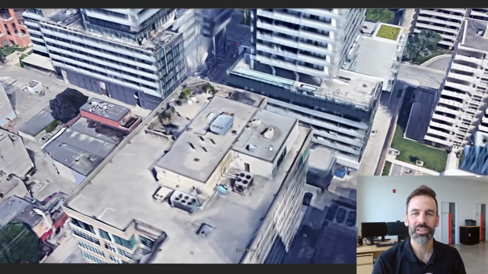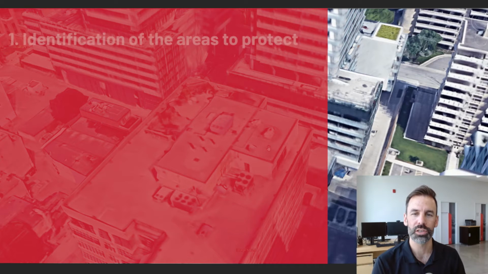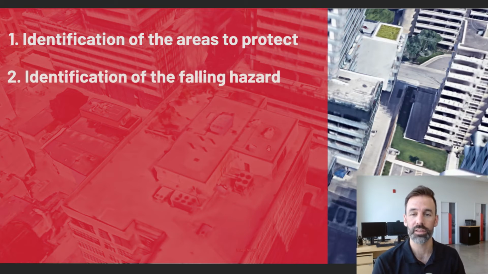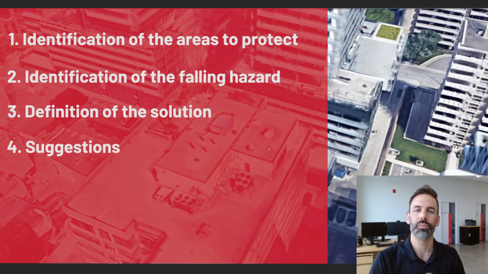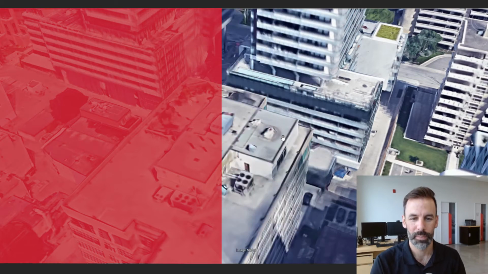Okay, so here's the situation we're going to look at today. As always, we're going to do this in 4 steps. Step number 1, we're going to identify the areas to protect. Step number 2, we're going to identify the falling hazard. Step number 3, we're going to define our solution. And then step number 4, we're going to do some suggestions to go even further. So let's get right to it.